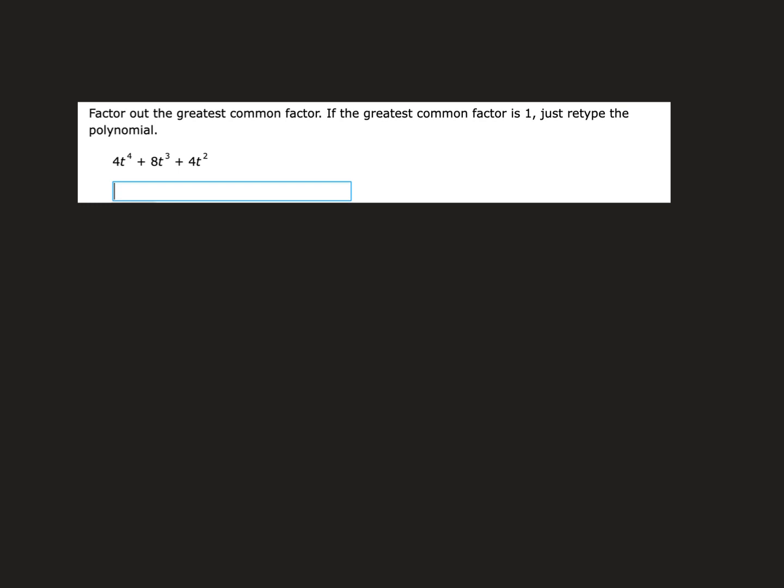Alright, here we got 4t to the 4th plus 8t cubed plus 4t squared. So one thing they all have in common here: 4, 8, and 4 all have 4 in them. And the first term has 4 t's, the second term has 3 t's, and the last term has 2 t's. So they all have at least 2. So I can take out 2 t's. And I guess when I ask myself, 4t squared times what is 4t to the 4th? I don't need the 4, that's already there. I need 2 more t's, so t squared.